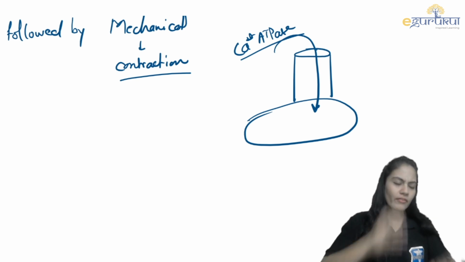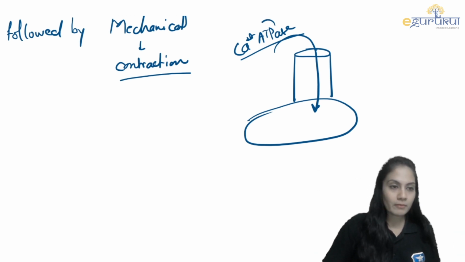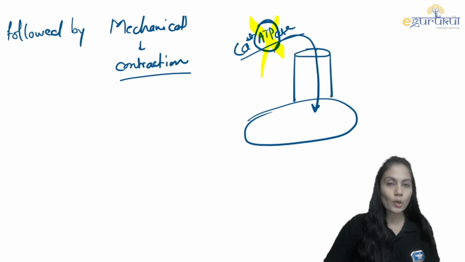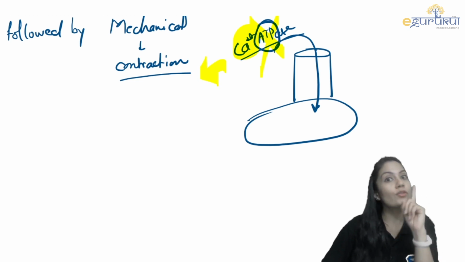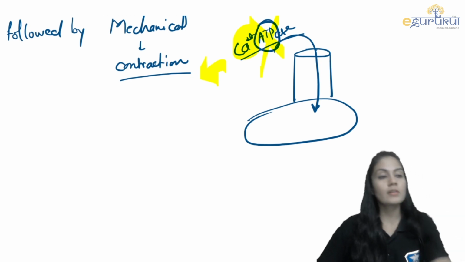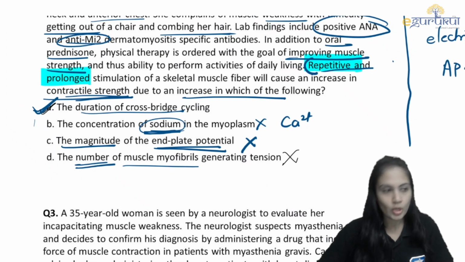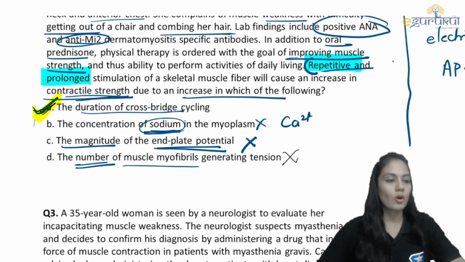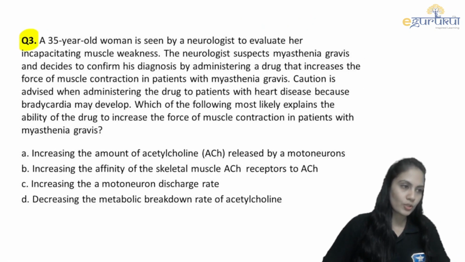But when you give repeated prolonged stimulation, the ATP will be finished, and once the ATP is over, this pump cannot act anymore and the calcium will be retained inside the sarcoplasmic reticulum. So the concentration of calcium will increase, and ultimately the duration of the cross bridge cycling increases. That's why the answer here is option A. Let's move on to the next question. Next question is question number 3.